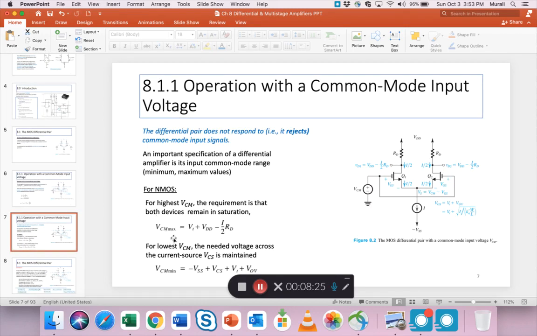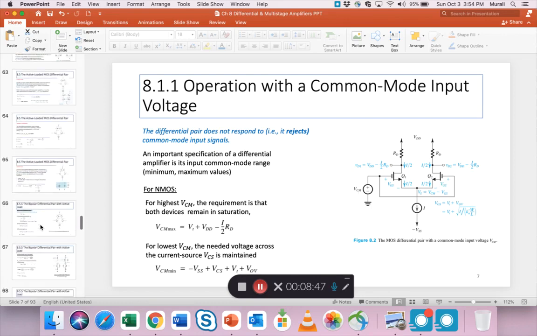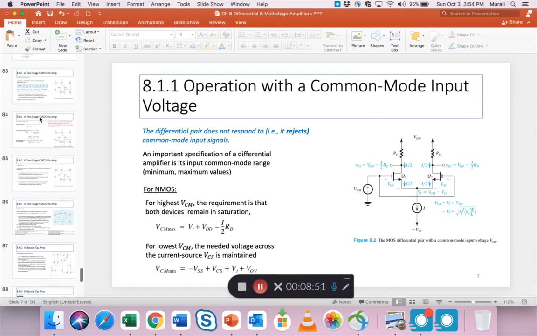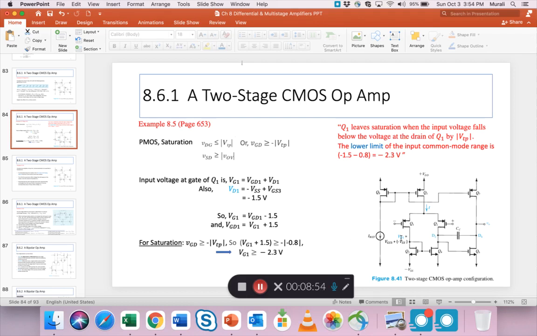Here also we defined VCM max and VCM min. Here these were NMOS devices and the current source was at the bottom. So the upper limit, VCM max, is what makes Q1 and Q2 remain in saturation. But if you look at this problem, and I'm going back to that slide, I think it was 84, yeah. If you go back to this problem, now, because these are PMOS devices, the lower limit is what leaves Q1 and Q2 in saturation, and the upper limit is defined by how Q5 has to stay in saturation. So I'll let you read through it, make sure you understand exactly the logic.